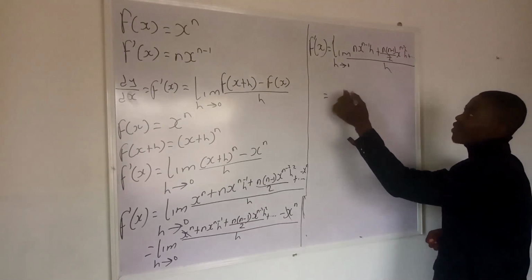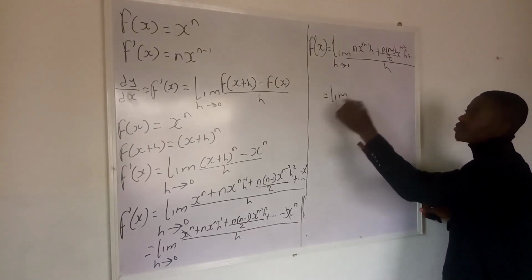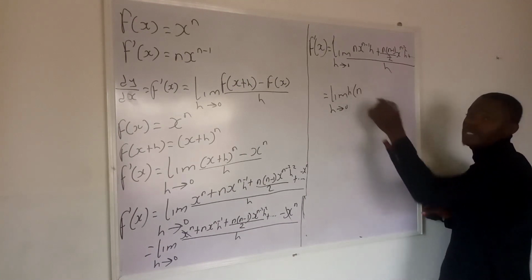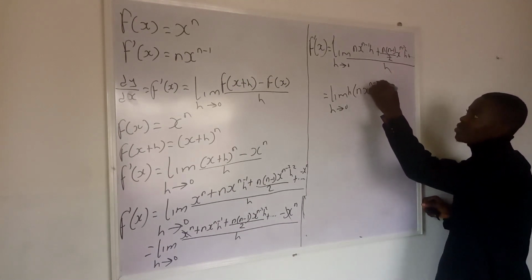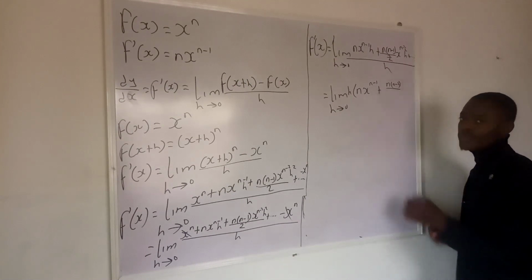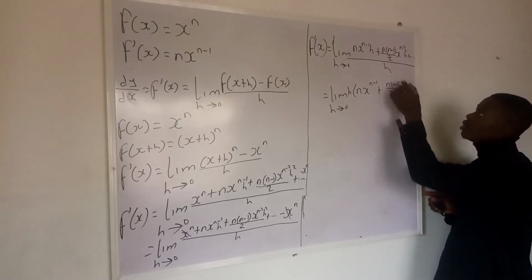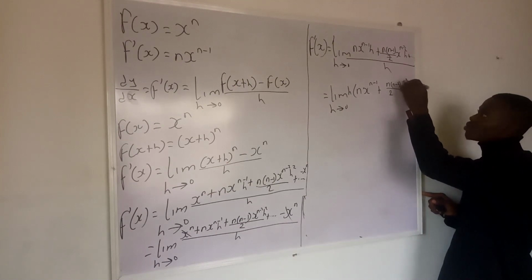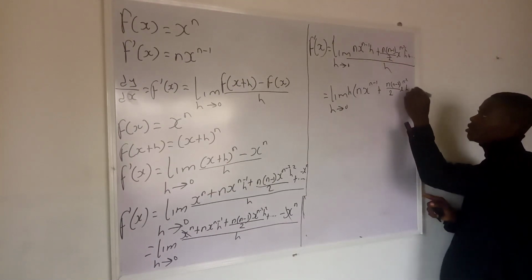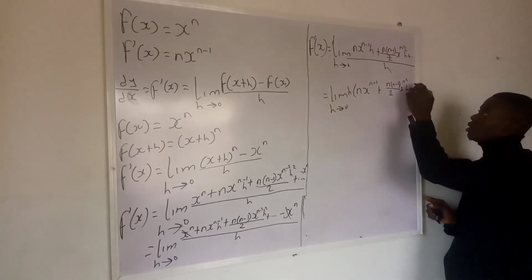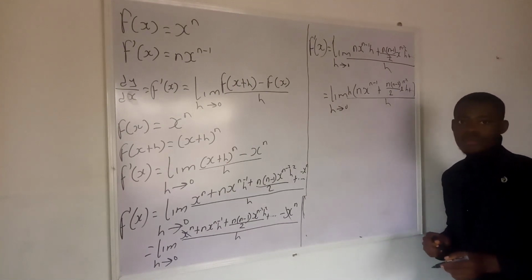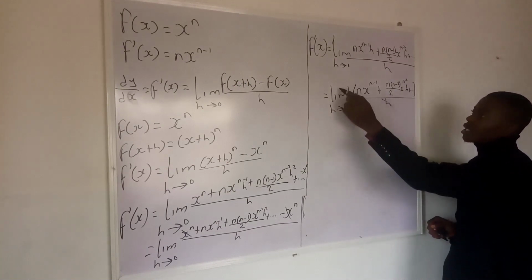So factoring h out, we have the limit as h approaches 0 of h multiplied by n x to the power of n minus 1, plus n times n minus 1 all divided by 2, then x to the power of n minus 2 h. We factored h out, so after it we are left with just 1. Then just plus dot dot dot, then closing bracket entirely divided by h.